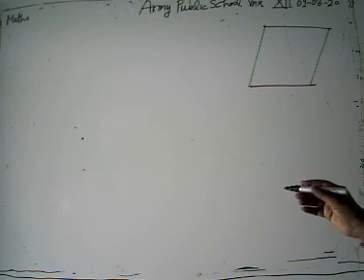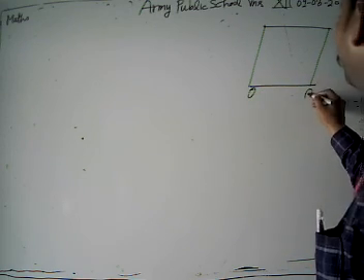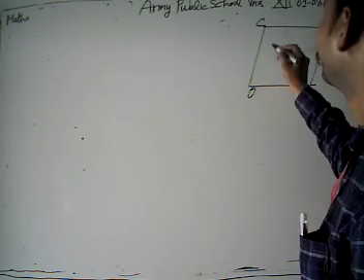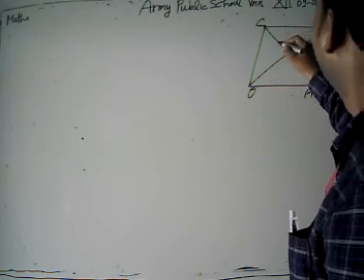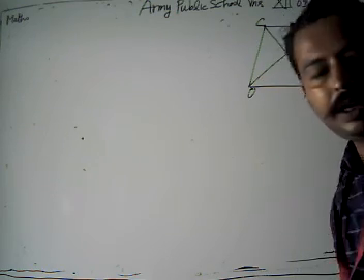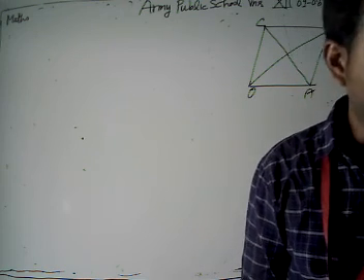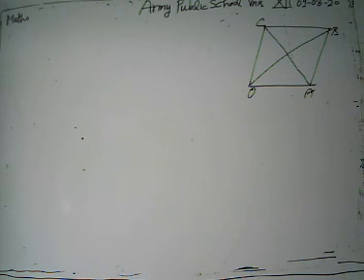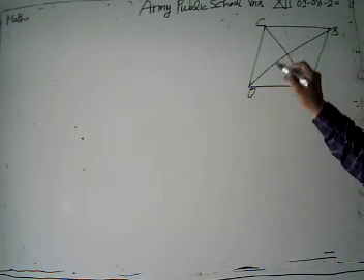The diagonals of a rhombus. Take points O, A, B, C. First of all, what do we have to show here? We have to show that the diagonals of a rhombus are perpendicular bisectors. We have to show that it's a perpendicular bisector.